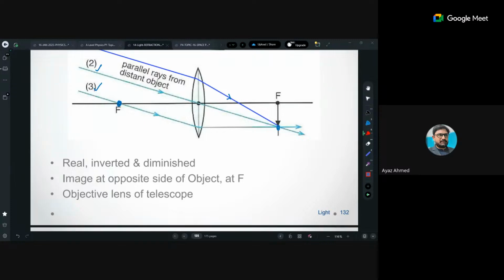And here I want to write one more property, handwritten. You have to focus more on that. For infinite objects, yani infinitely distant objects like stars, the image is formed at the principal focus, or the focal plane, you can say.